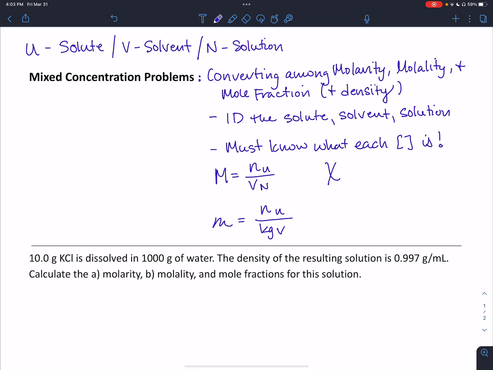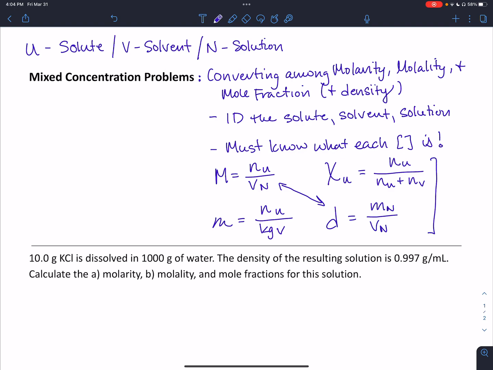The mole fraction, we'll just put it for solute this time, is equal to the moles of the solute divided by the total moles, which is moles of solute plus moles of solvent. And then I'm just going to toss density in here because it does pop up quite a bit. That's mass of solution divided by volume of solution. So you can see there is actually a little bit of overlap between these formulas, and that's where density comes in handy.